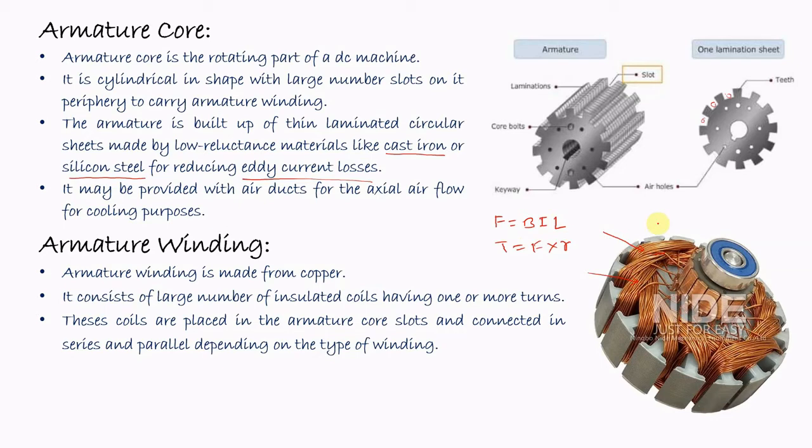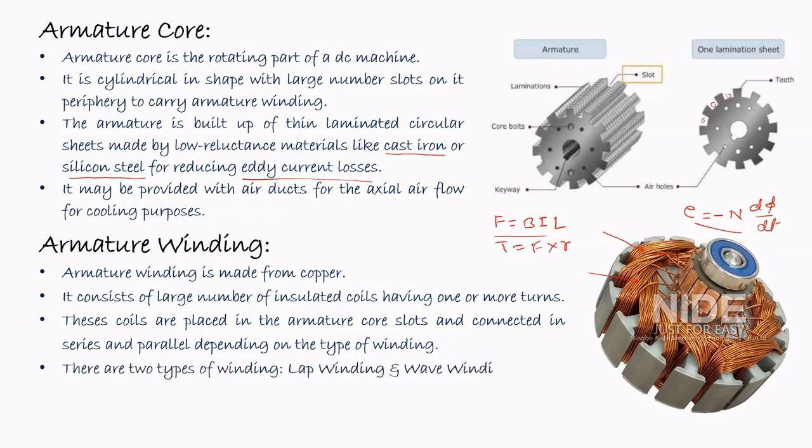If it is a generator, then this armature will be made to rotate by some external prime mover, and when this armature rotates within a constant magnetic field, the flux will cut the armature conductor, and according to Faraday's law of electromagnetic induction, an EMF will be induced in this armature conductor. So basically this is the main part where the energy conversion takes place.